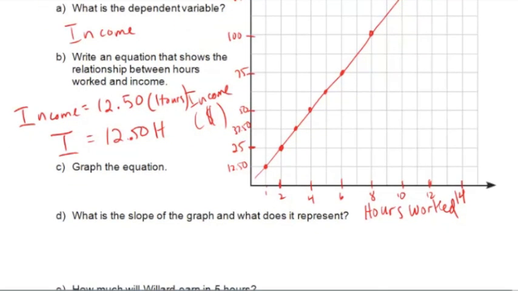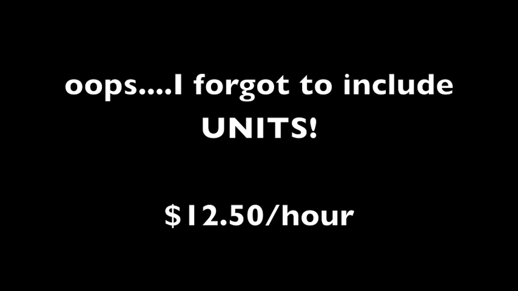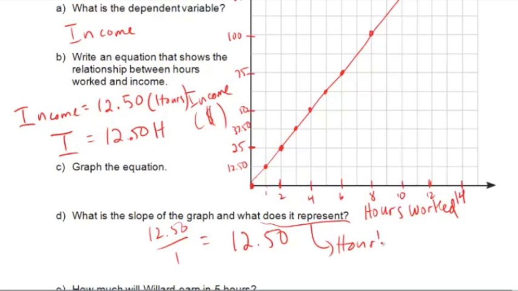The slope of this graph is going to be the rise over the run. If you look at even between our 0 point here and the first hour, our rise is going to be $12.50 and our run is going to be 1 hour. So the slope is $12.50, and what does it represent? Well, it represents his hourly wage.